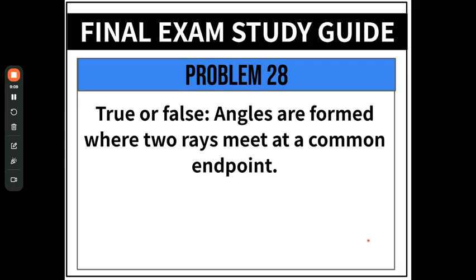Problem 28, true or false, angles are formed where two rays meet at a common endpoint. Okay, so what is a ray? Well, we've got an endpoint, and the other end keeps going. Well, if we have two of those, and they have the same endpoint, and the other end just keeps going, this is in fact an angle. It will make an angle right here. So true, yes.